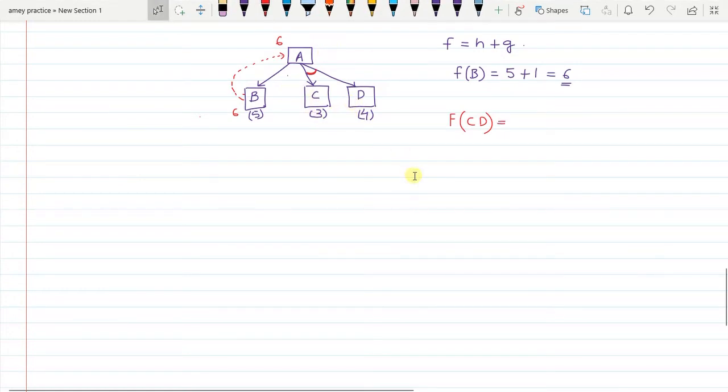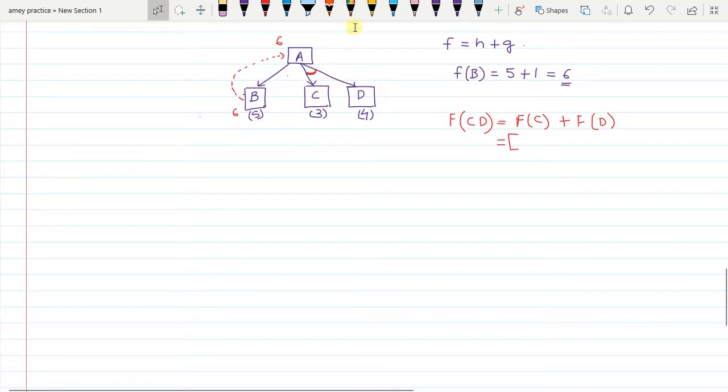It is equal to the F value of node C plus the F value of node D. This is a general formula. The F value of any arc CD is nothing but the individual F value of node C plus the individual F value of node D. Now let us see how we calculate F of C.